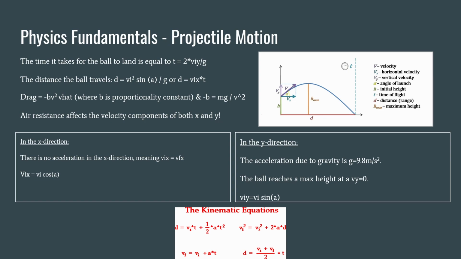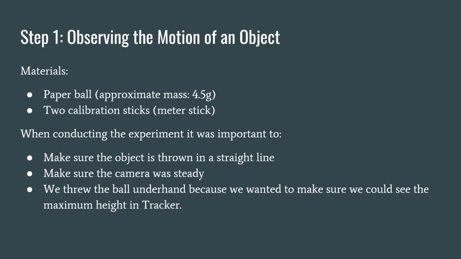Other physics fundamentals that are important: in the x direction, there is no acceleration, meaning that the initial velocity in x equals the final velocity in x. The initial velocity in x is equal to the initial velocity times the cosine of the angle. In the y direction, the acceleration is due to gravity. The ball reaches a max height when the velocity in y is equal to 0. The initial velocity in y is equal to the initial velocity times the sine of the angle.